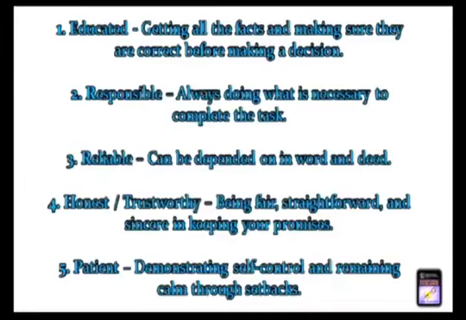Honest and trustworthy is the next one. That means being fair, straightforward, sincere, and keeping your promises. Okay, being fair, not taking more than your fair share, or treating people equally, in the respect that you don't treat one person that's got a lot of money one way and treat the poor man another way, or treat somebody that you think is really important one way. Not saying that you shouldn't.